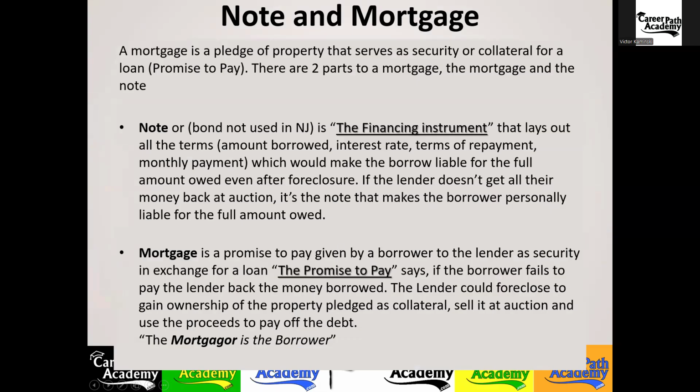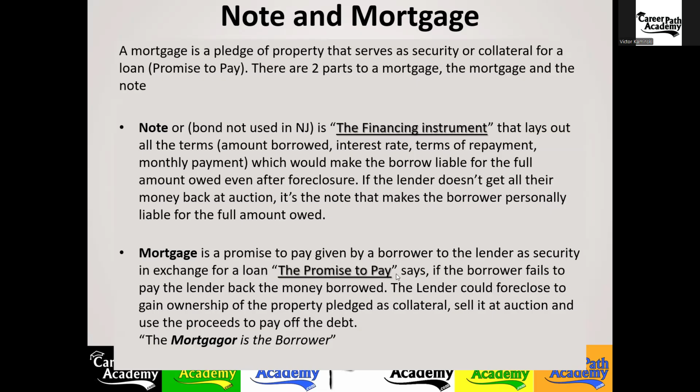So there are two parts of a mortgage. Well, let's first start off with this. A mortgage is a pledge of property that serves as security or collateral for a loan. It's the promise to pay. And there are two parts of a mortgage, the mortgage itself and the note. So the mortgage itself is the promise to pay. Now, the promise that you're making is you're telling the lender that you're pledging your property as security for the loan, and you promise to pay them back.